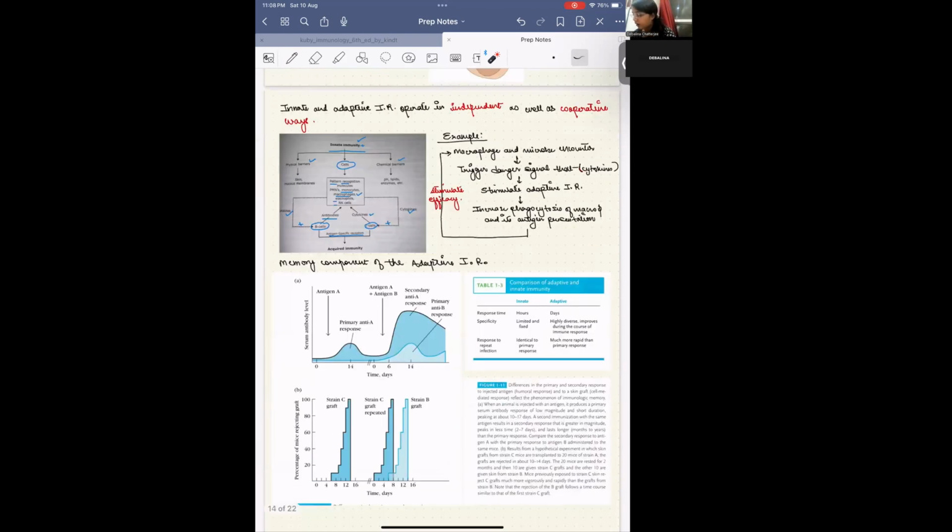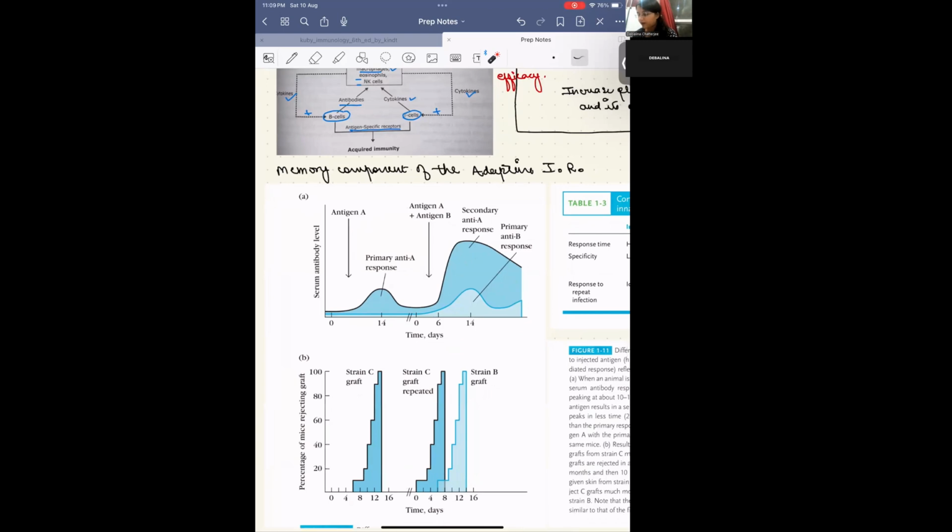So this is something about the memory component that we have already discussed for adaptive immune cells. This is in context of B cells, where we have the serum antibody levels that can be measured. On the first encounter with antigen A, there is a lag period of 14 days, and we have some amount of antibody produced by that time, and the infection is eventually cleared off. When there is secondary exposure to antigen A, the response comes within 6 days, and the magnitude of the response is also very, very high, right?